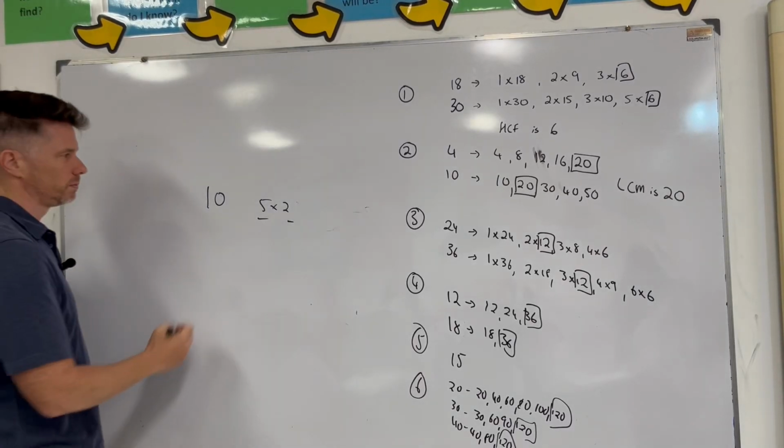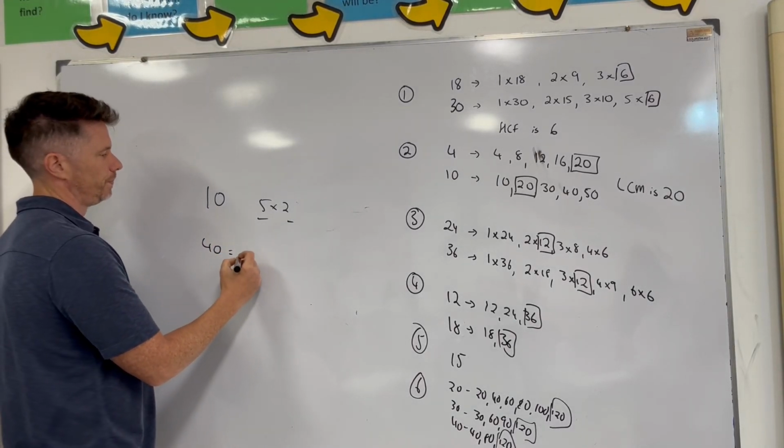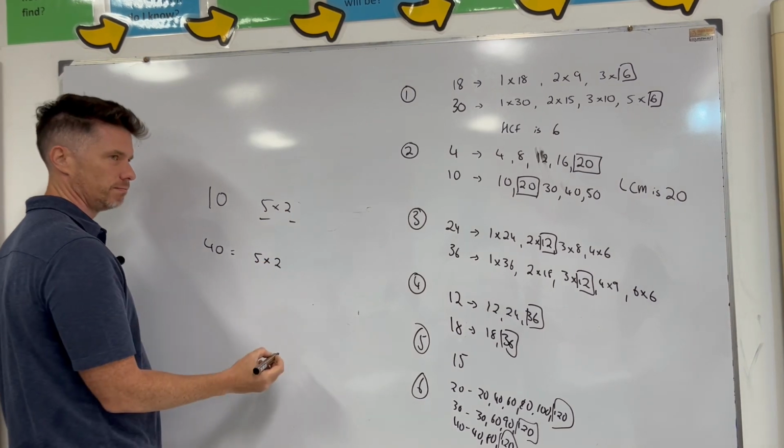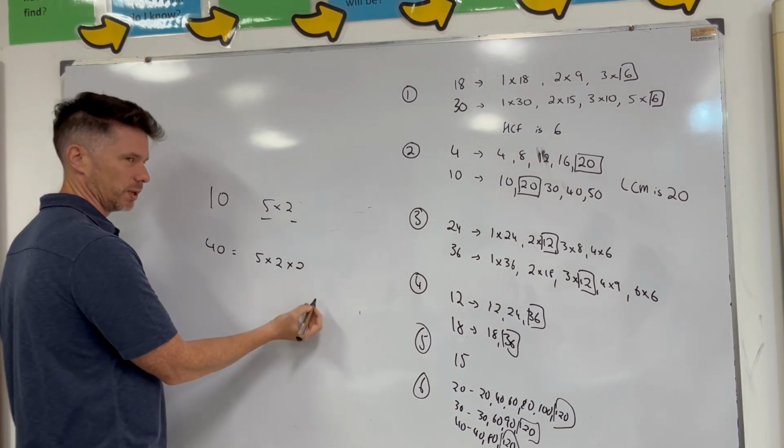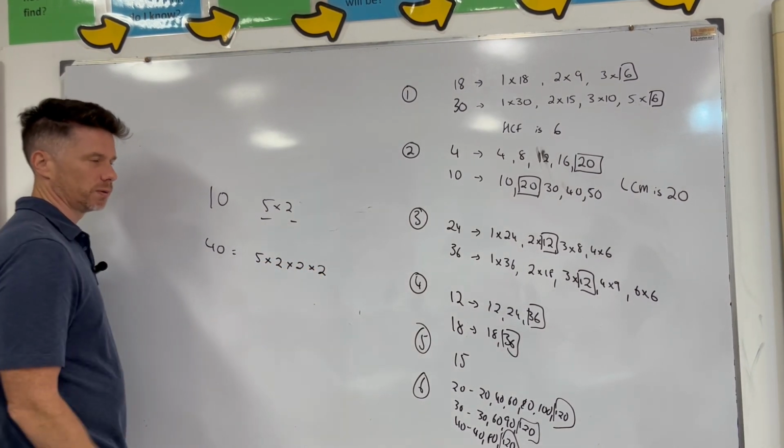40. Well, 5 times 2 gives 10. Times 2 again gives 20. Times 2 again gives 40. They're all prime.